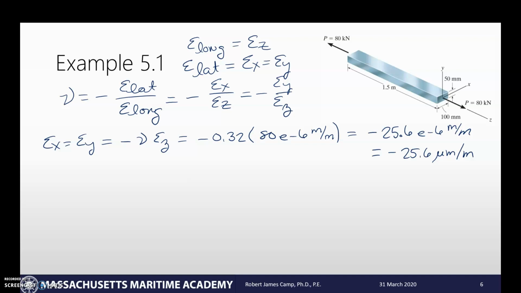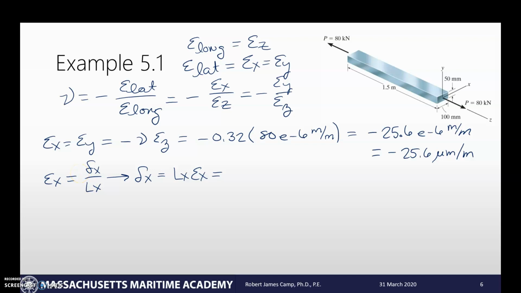And so now we just go back to our definition of strain. So strain is just simply going to be the deformation in that direction divided by the length in that direction. So I will rearrange these. Deformation in the x direction is going to be the length in the x direction times the strain in the x direction.